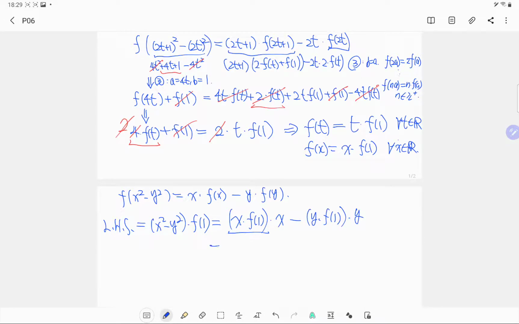So this one is nothing but f of x. So f of x times x is x times f of x minus y times f of y. Which is actually the right hand side. So this is the end of this video.